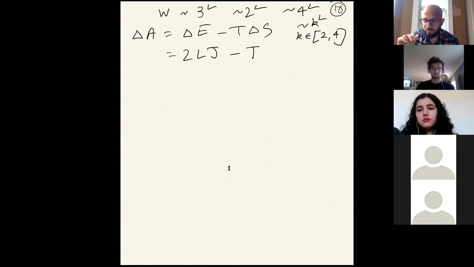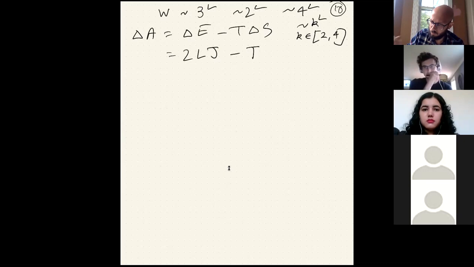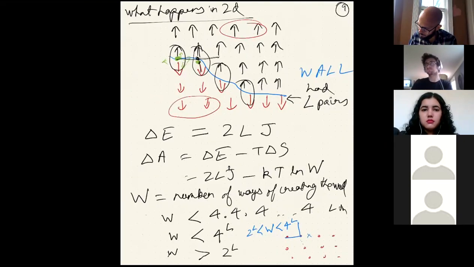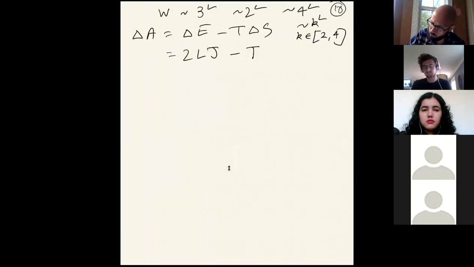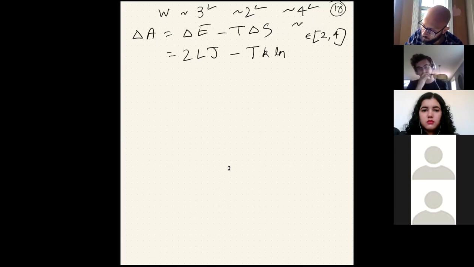So let's say 3 to the power L, or 2 to the power L. It doesn't matter. It's some number between 2 to 4. I'm just writing it as 3 to the power L. So what is delta S? Delta S is k ln W. K is bad notation because the Boltzmann constant came up, so let's call it J to the power L, where J is that part. But we are not going to worry about that. We are just going to use 3 to the power L over here.